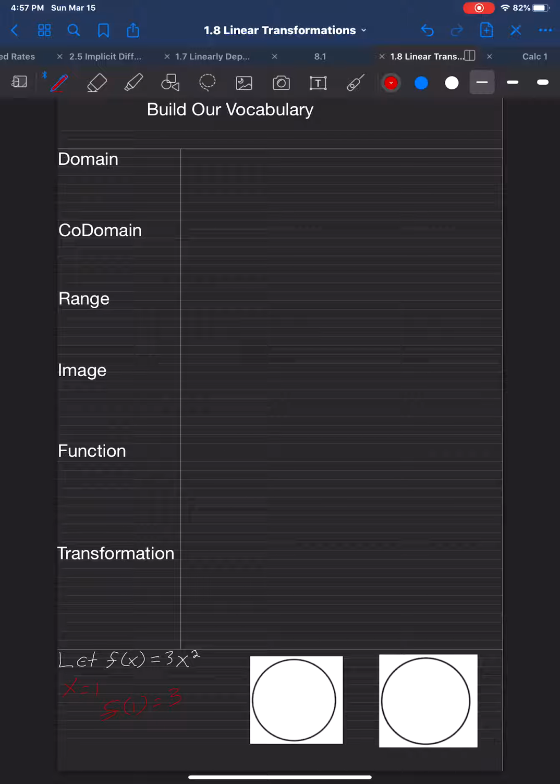All right, so let's start with the domain. Let me write this. What do we mean by domain? I'll be a little bit informal, and I'll try my best to mix formal and informal. So domain is the set of allowable inputs. So what do I mean by the set of allowable inputs?